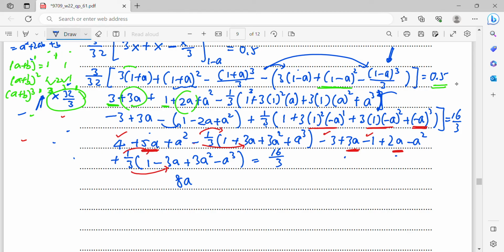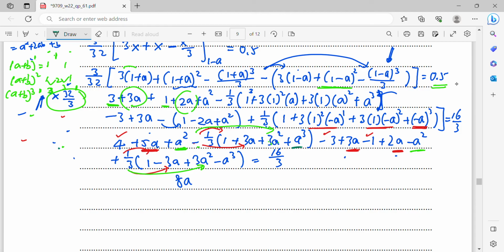Now for the a squared, here is my a squared. This is my minus a squared, which means they already cancel off, no more a squared. But when you do the expansion, this is negative 1a squared, right? And here is positive 1a squared, which means the a squared will be cancelled off. Okay, lastly, cube.